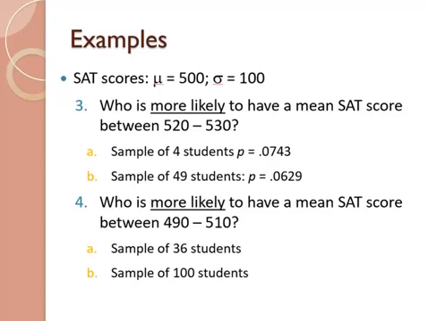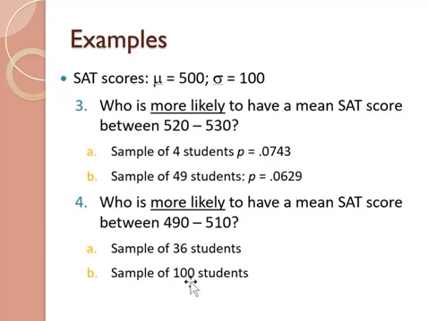In question 4, it works the same way. We're not going to do any math for question 4 because, again, it's hopefully pretty intuitive to wrap your head around. Who is more likely to have a mean SAT score between 490 and 510? So in other words, a mean SAT score really tightly around the mean. Would it be a sample of 36 students or a sample of 100 students? The answer is B, a sample of 100 students.